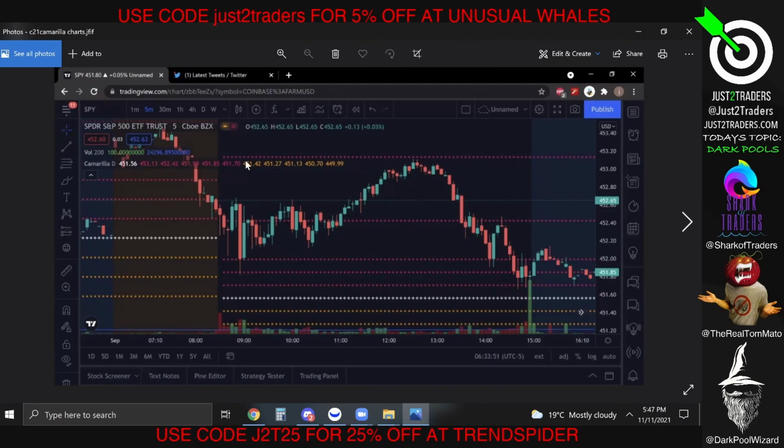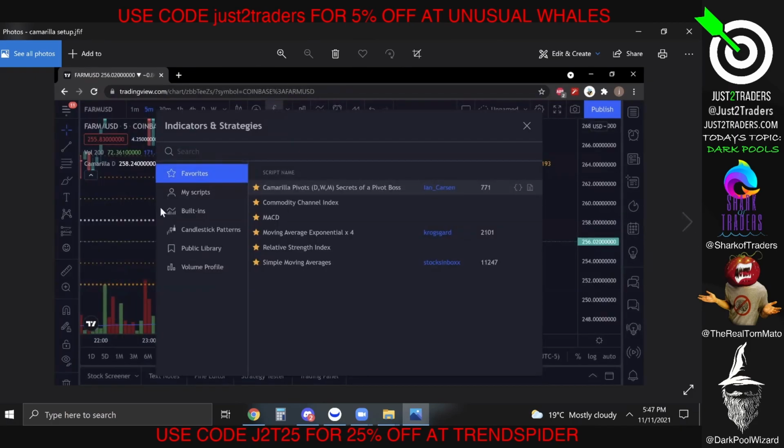The other ones I use are the Camarillas. These things are golden. I mean, these things are so golden for trade. Now, I like to use them on the SPY, but you can use them for everything else as well. But the person's pivots, aka floor pivot, and the Camarilla pivots, magic to me. Love them. That's what I got for now.